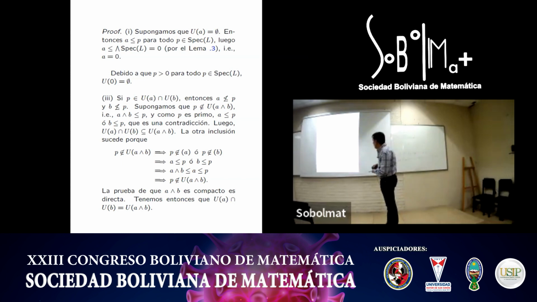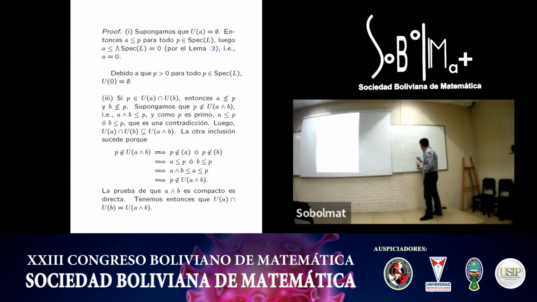and I made a mistake here. This should be, cometí otro error aquí. Esto debería ser U de A, intersección U de B. He cometido un error. Ahí es P, not P. Entonces, me he equivocado. Esta primera línea, this first should be U of A intersection U of B.